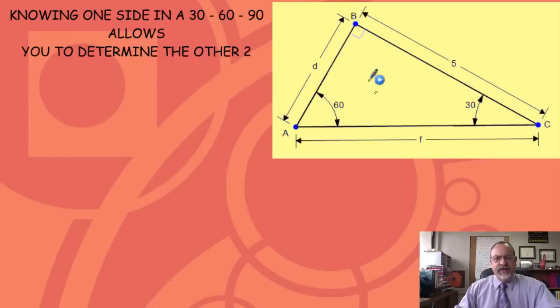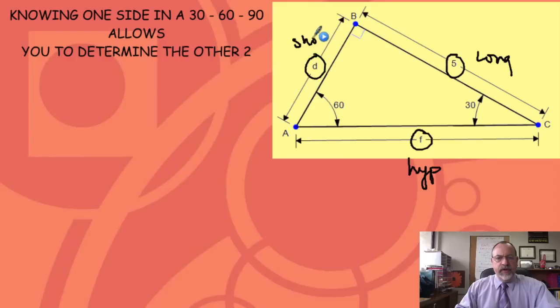So here's my 90-degree angle, so the letter F here is going to be my hypotenuse. And then here's my 60-degree angle, so opposite of here, this is going to be my longer leg length. And then here's my 30, so this is my shorter. So in order to determine these two variables, I need to decide which equation is the best to use.